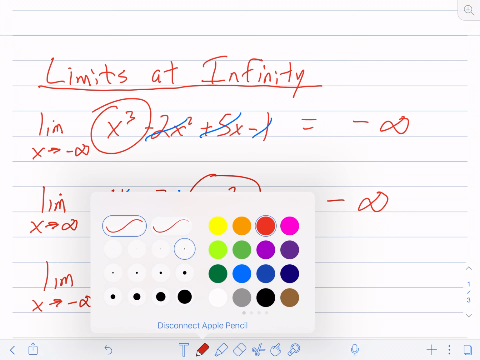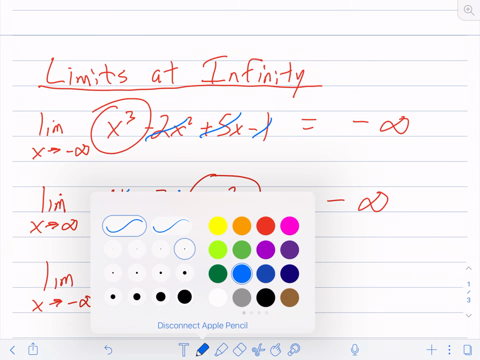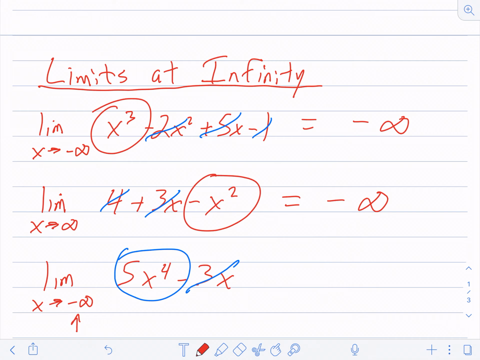So again, I don't care about those other terms. I just care about this guy right here, that 5x to the fourth. What's going to happen when I plug in a very large negative number, because it's negative infinity? Well, when I raise it to the fourth power, it's going to become a large positive number because it's an even exponent, right? A large number raised to the fourth power is going to be positive, times 5, still positive, so it's going to be a large positive number, so my answer is going to be infinity.